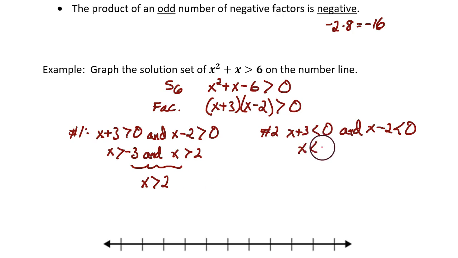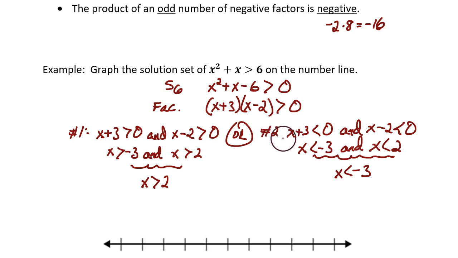Now case number 2. If you subtract 3, you get x is less than -3, and when you add 2, you get x is less than 2. Combining together what these two statements really mean, we could write x is less than -3. Remember that we could have situation number 1 or situation number 2. So our answer is that x is greater than 2 or x is less than -3.